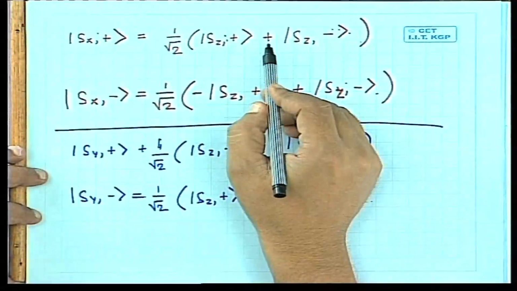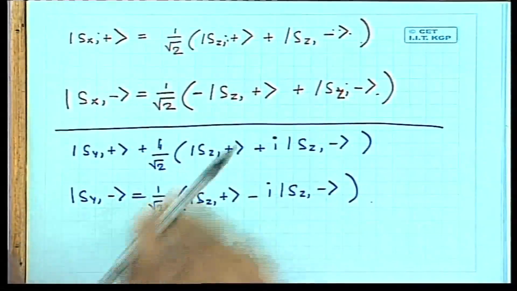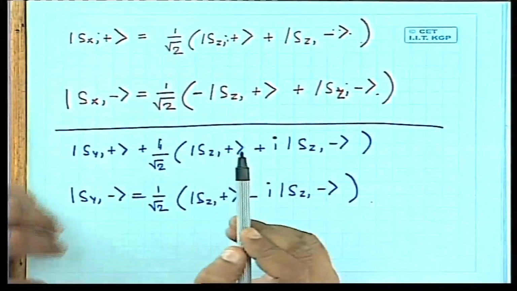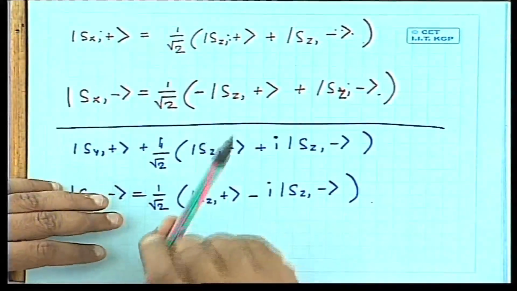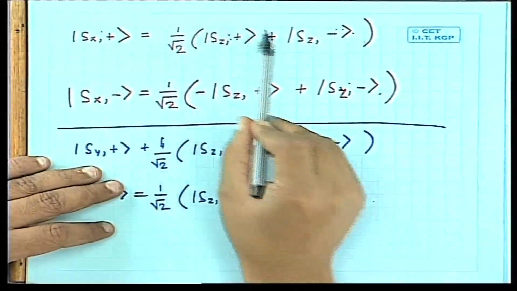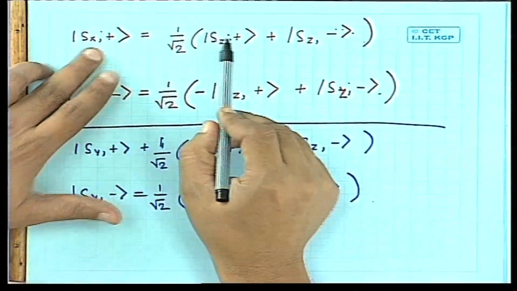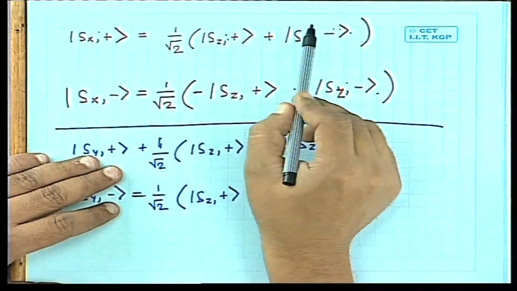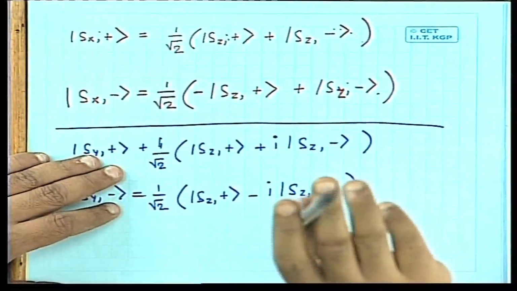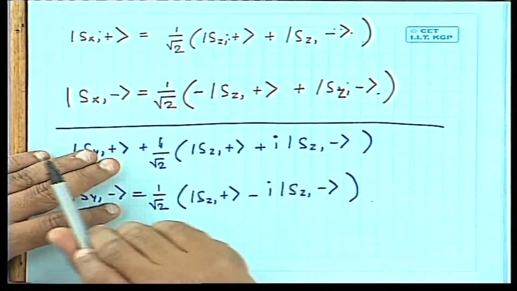Now if I have a particle with spin along the plus x axis, and I make a measurement of the z component of the spin, then I know what the possible outcomes will be, because this is a superposition of the two z states. One is spin up, one is spin down.